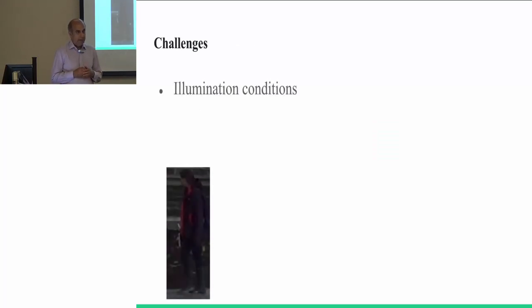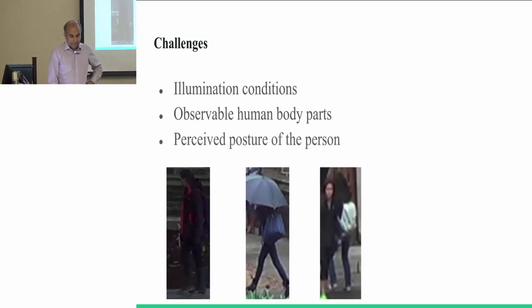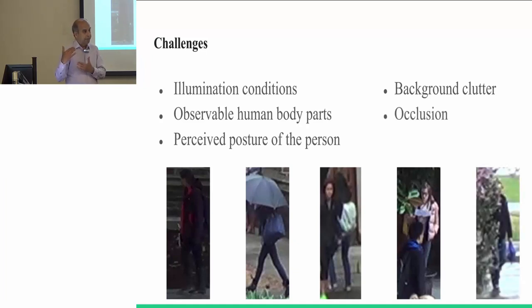One is the illumination conditions. It may not be the same with different cameras. Another is the observable human body parts. Like here, some person is using an umbrella, so it's not visible. In this one, the posture is different. In this one, there's background clutter. In this one, the person is occluded by a tree. So it's not an easy problem to solve.